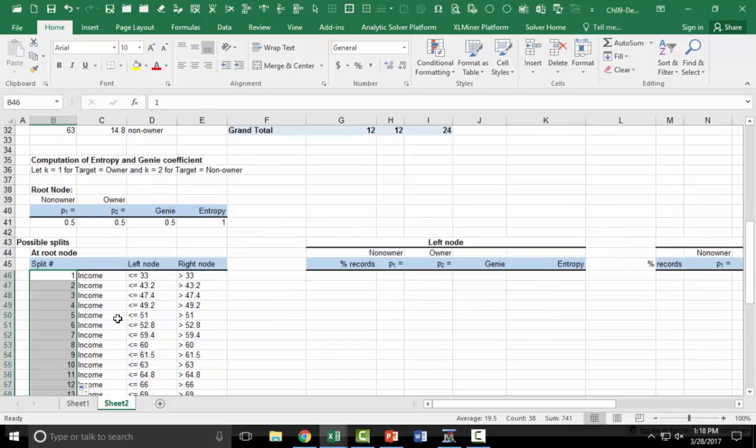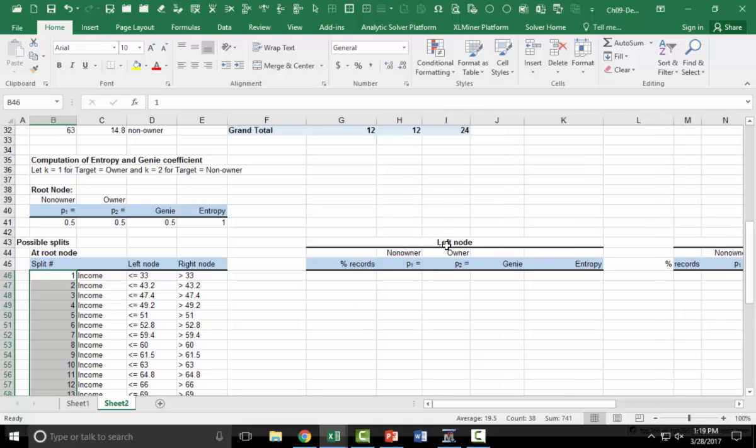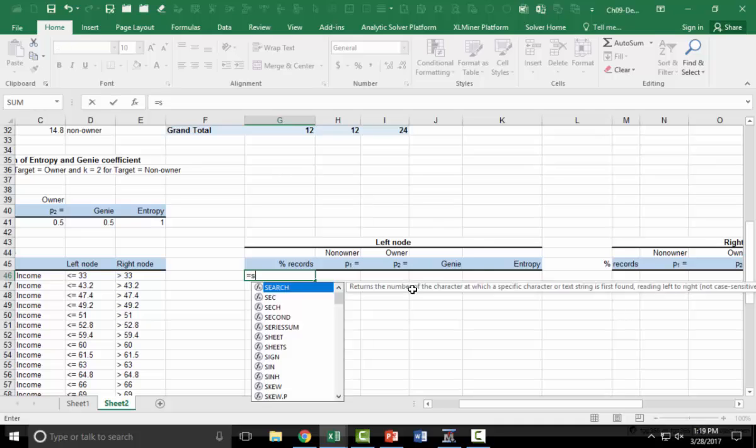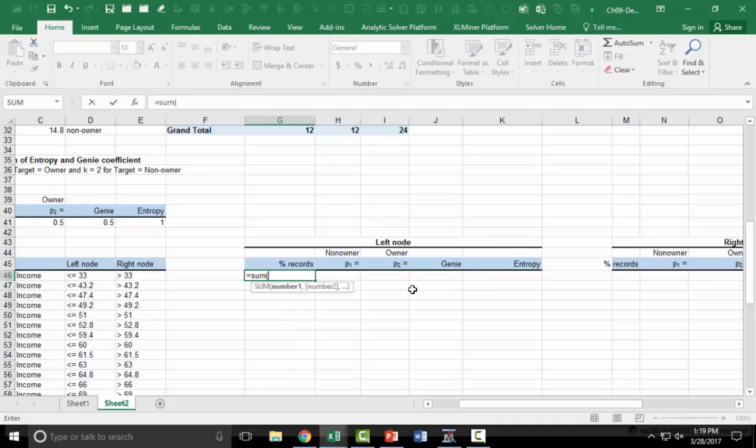Okay, so now for each of the splits, we have to come up with the Gini and entropy for the left side and the right side, and then do a weighted average of the two. So for each split, we need the percentage of records on the left side. So this is the percentage of records.